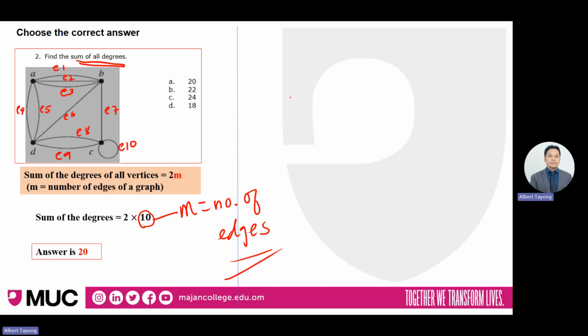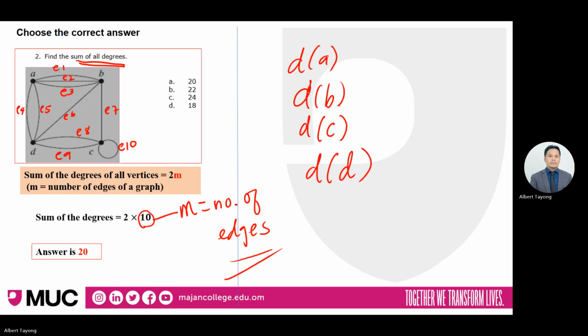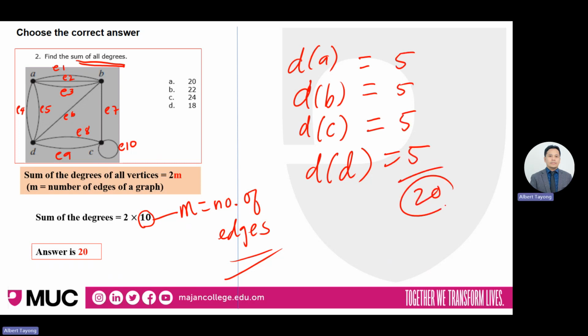Of course, you can do this manually by getting the degree of A, getting the degree of B, getting the degree of C, and the degree of D. All of these are 5. So the sum is 20. So, of course, if you forget the formula, you can use the manual method. We're going to look at how many times the point is intersected. For example, here A, we have 5 times. 1, 2, 3, 4, 5.